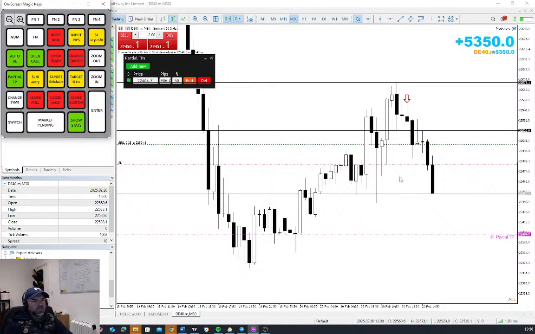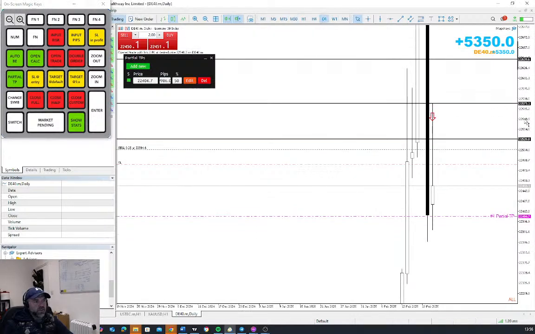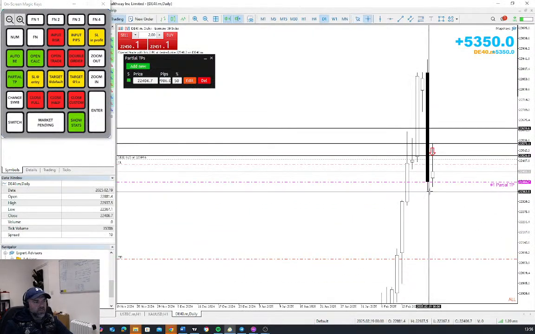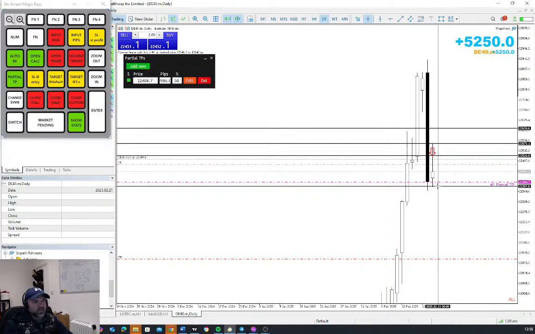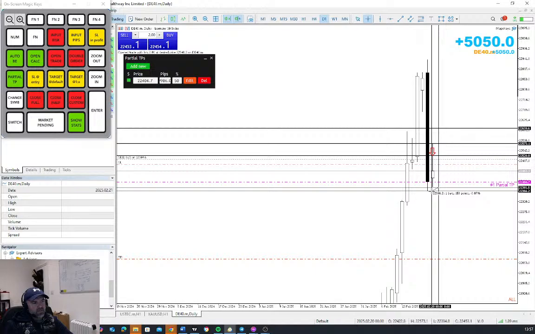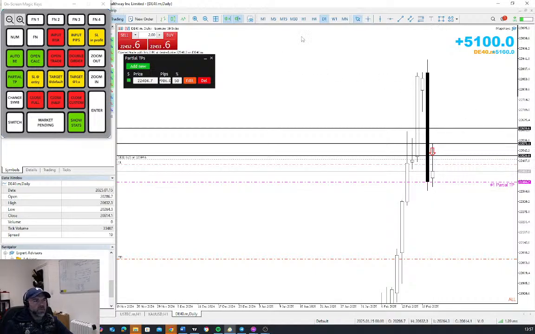Long may it continue to drop. The order that I would be keen on here is if it breaks yesterday's low. I don't think you got enough. 15 points. Maybe.